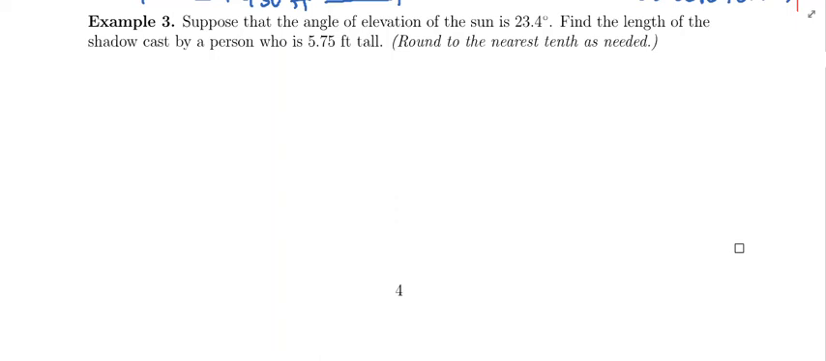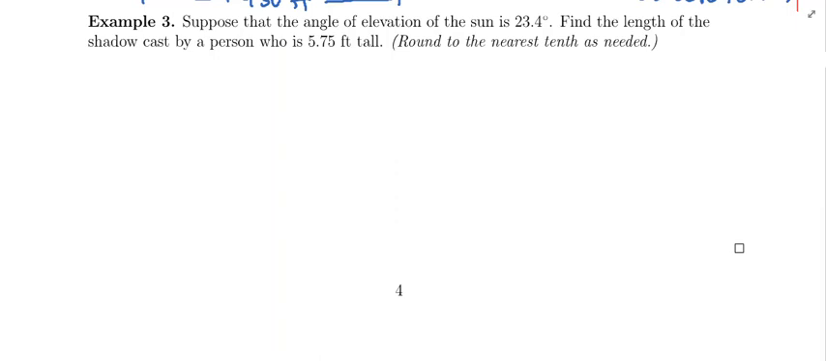Example 3. Suppose that the angle of elevation of the sun is 23.4 degrees. Find the length of the shadow cast by a person who is 5.75 feet tall. Round to the nearest tenth as needed. All right, we first need to draw a sketch of this situation.